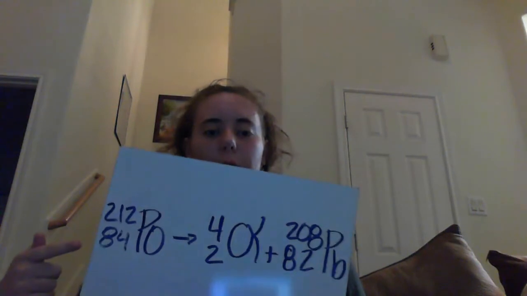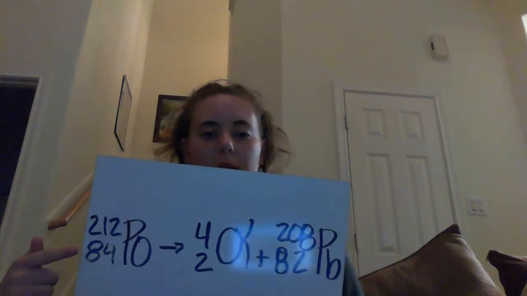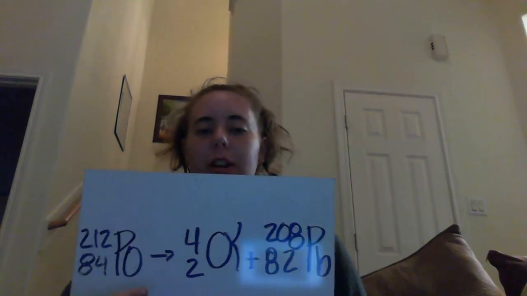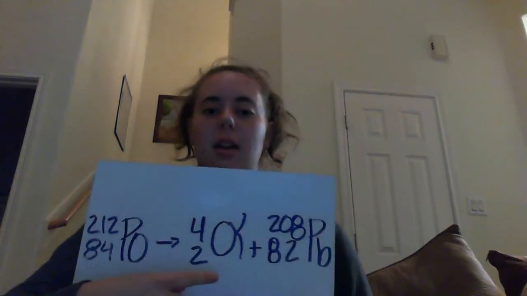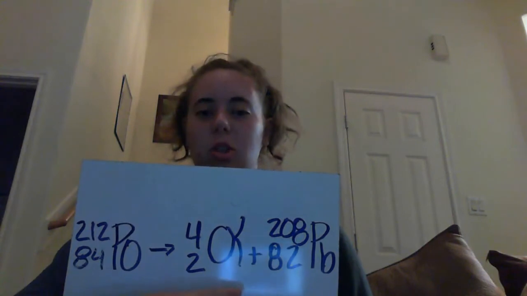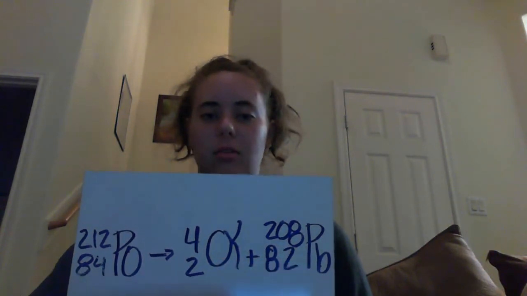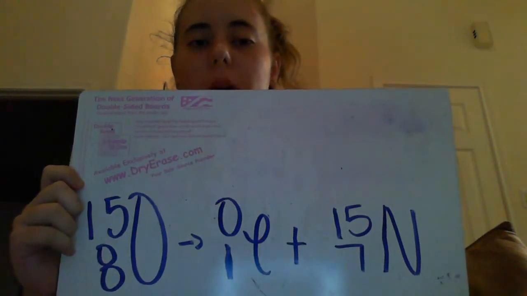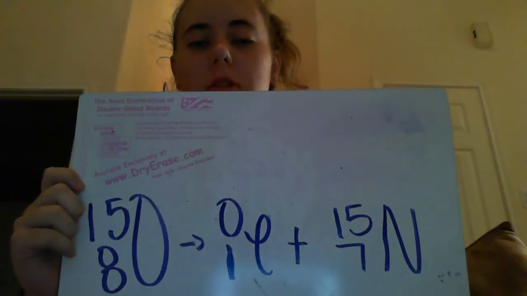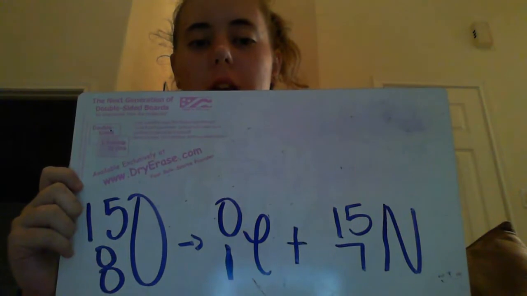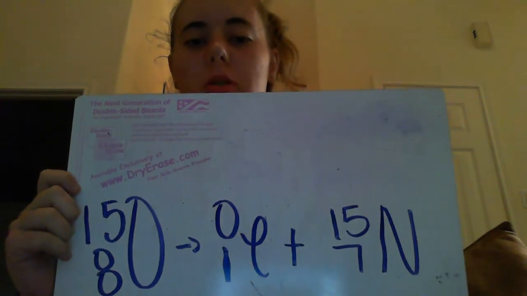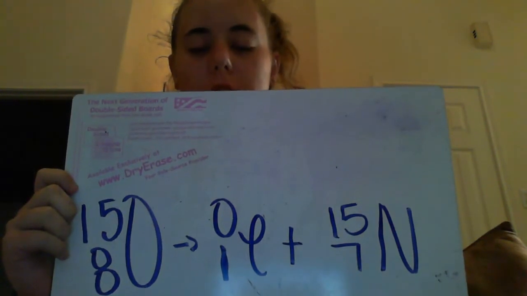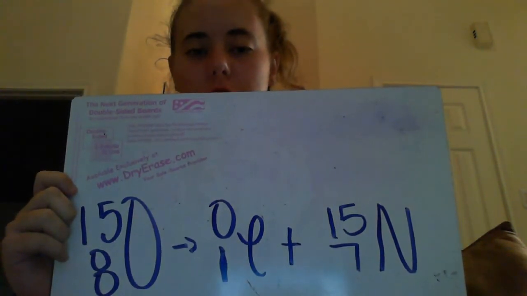We start out with polonium with the atomic number of 84, and then as it goes through alpha decay, it becomes an atomic number of 82, which goes to lead. This is an example of a beta decay called positron emission. As you can see, we start out with 8 as the atomic number, and as it goes through positron emission, it comes out with 7 as the atomic number, making it nitrogen.